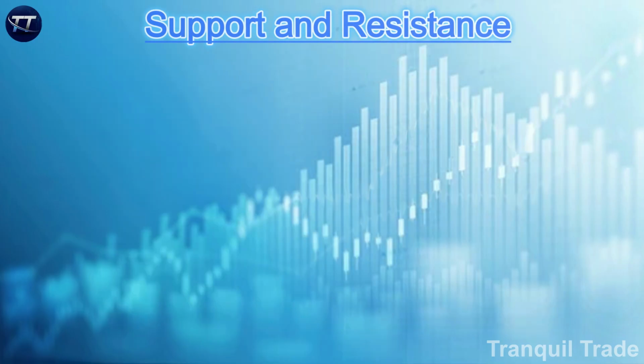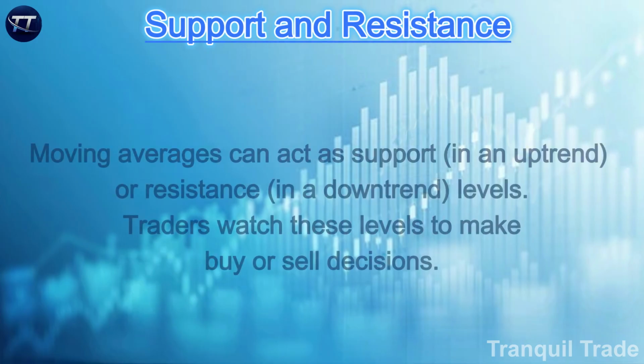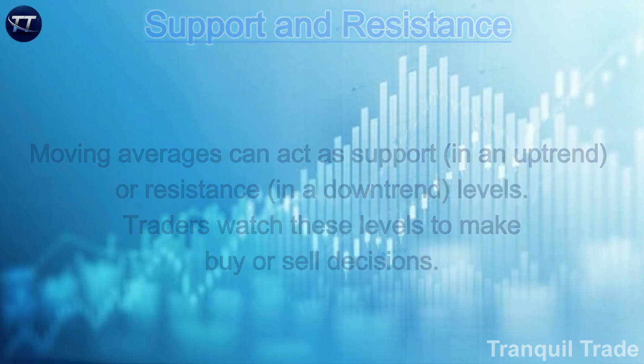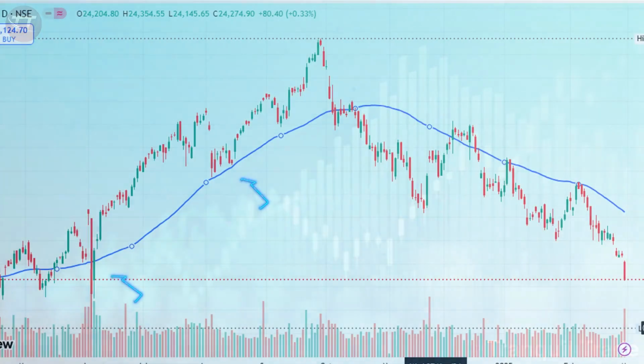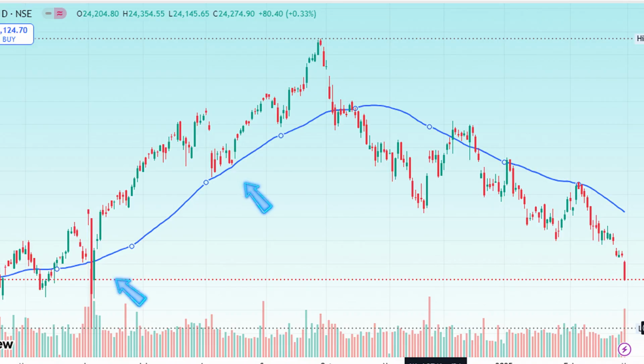Support and resistance. Moving averages can act as support levels in an uptrend, or resistance levels in a downtrend. Traders watch these levels to make buy or sell decisions.